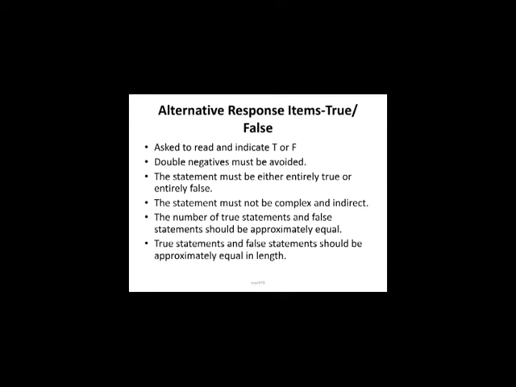And if there are 6 items in alternative response items, the distribution of true and false items should be equal. That is, 3 should be true and 3 should be false. That will help in reducing the chance of guesses going to be correct.